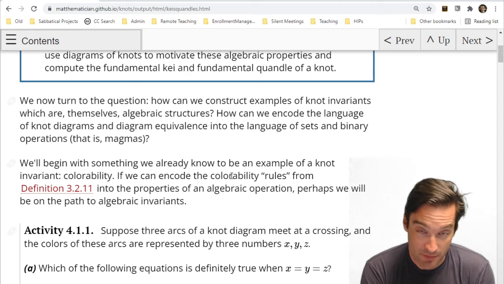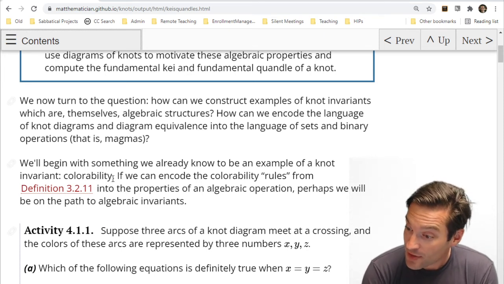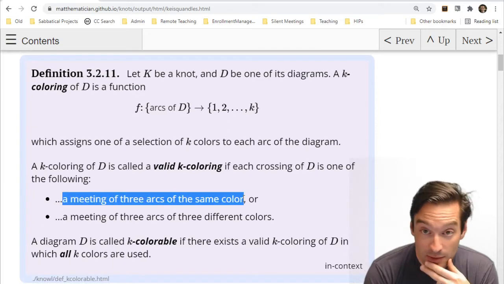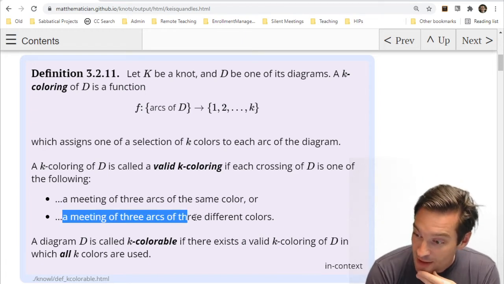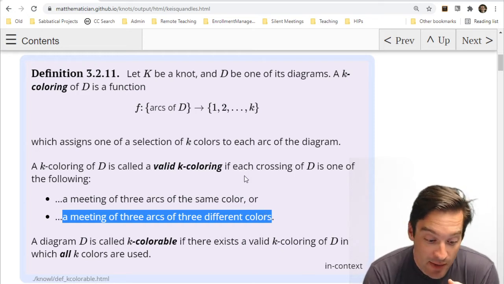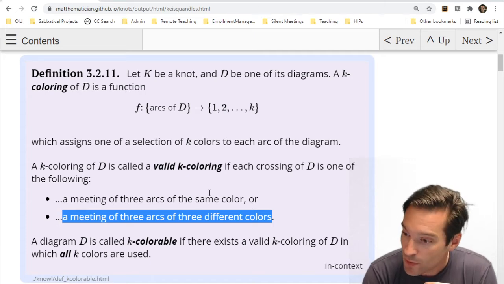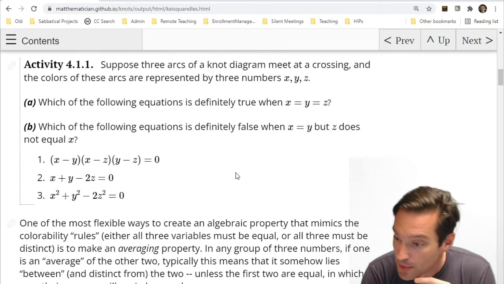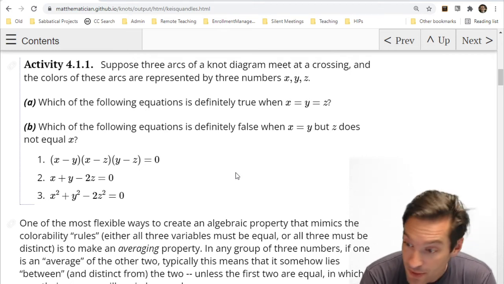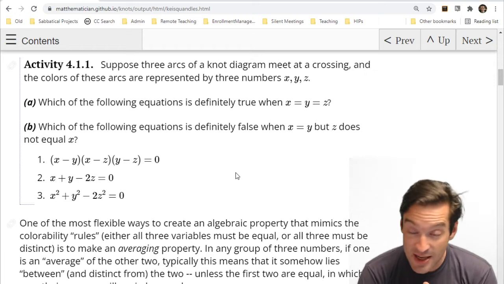And we want an algebraic equation that's capable of satisfying these colorability criteria: either all three are the same, so X is equal to Y is equal to Z, or if that's not the case, then X, Y, and Z all need to have different values. Can we find an equation that can mimic these two criteria for colorability? That's where we're going to start the story today. What I have here are three different equations in the unknowns X, Y, and Z. The thing I want you to think about with your team is, first of all, which of these equations is definitely going to be true whenever X, Y, and Z are all the same?